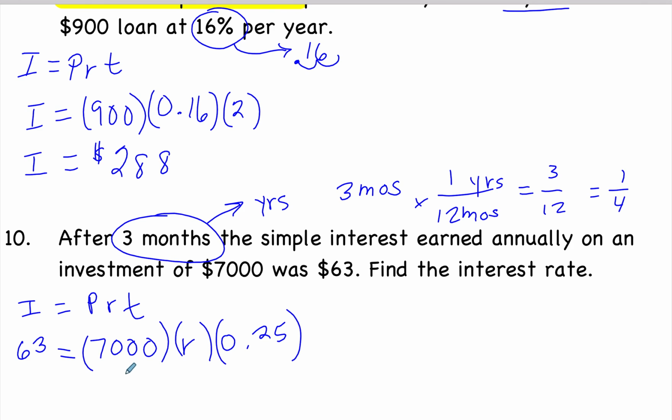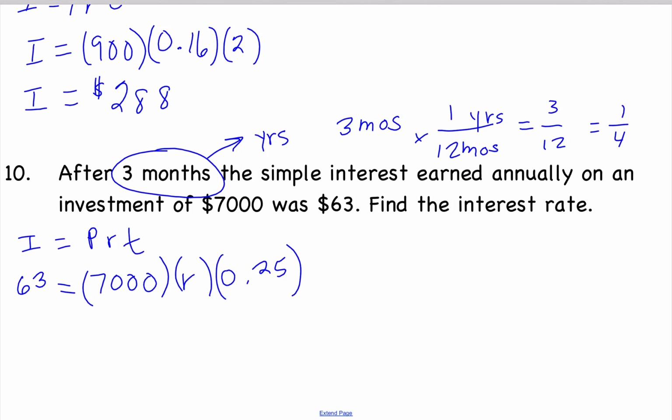So now I've got all this stuff, right? I need to figure out how to get R alone. So fortunately, we know how to solve these equations. And let's go ahead. We're trying to get R alone. Let's go ahead and multiply 7,000 times 0.25.